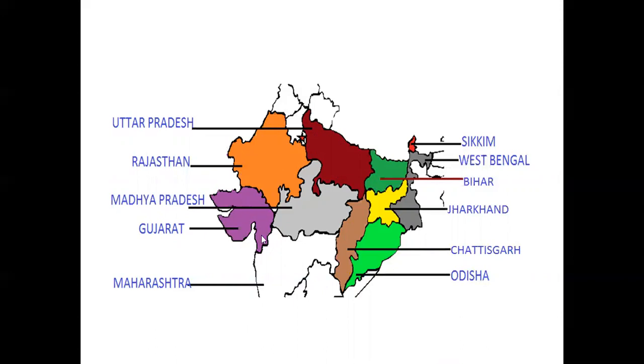Then comes the violet color area, that is Gujarat. Now come to the next part, that is Madhya Pradesh. I told you Madhya Pradesh was the biggest state, and that got divided into Madhya Pradesh and Chhattisgarh. Okay. Now you come here, Maharashtra I have put up here. Then the green color area over here is Odisha.